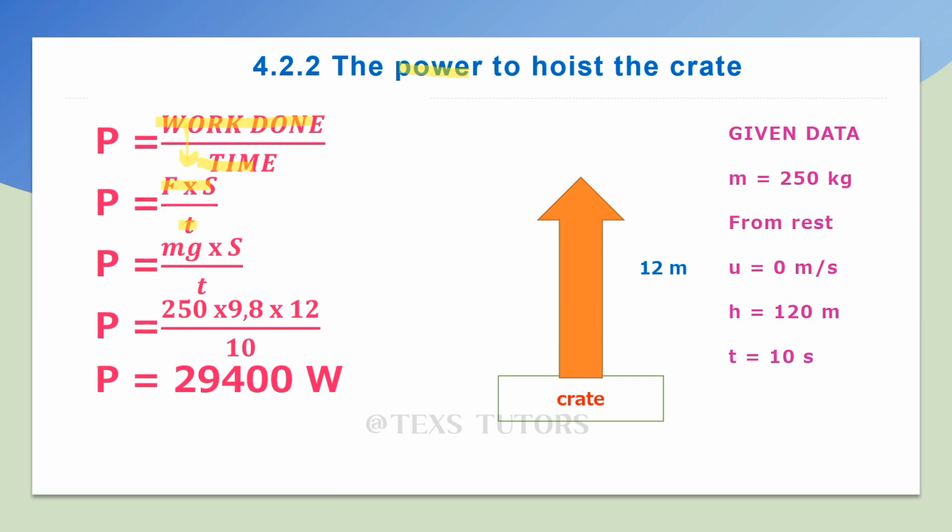The formula for work done is force times distance. Again, we do not have the force, but we know the object has a mass, so my force can be calculated as mass times gravity. We are still multiplying by the distance, over time. My mass is 250. My gravity is 9.8. The height or the distance that it is traveling is 12 meters. Remember, the S stands for distance. Distance can be horizontal and distance can also be vertical. In this case, we are using the vertical distance, which is my height. And the time is 10 seconds. So my power is simply calculated as 29,400 watts.